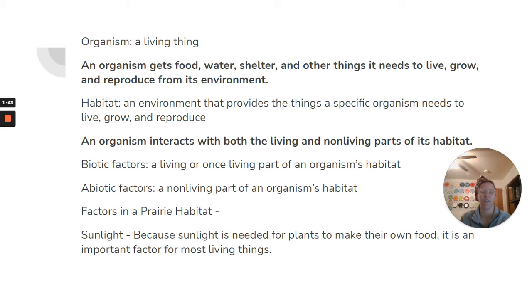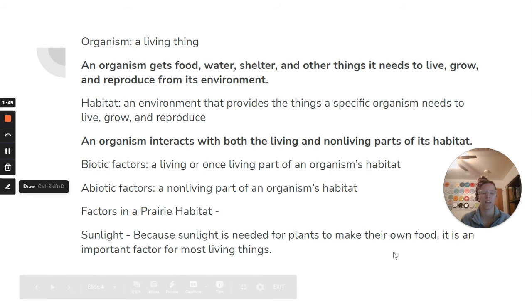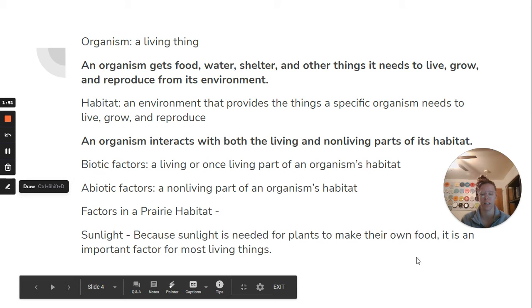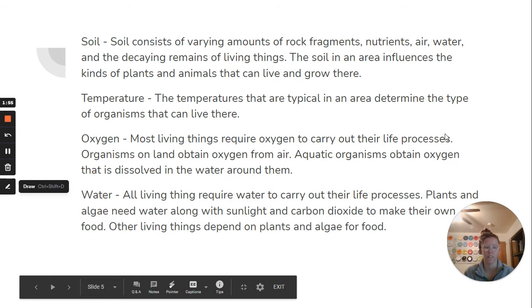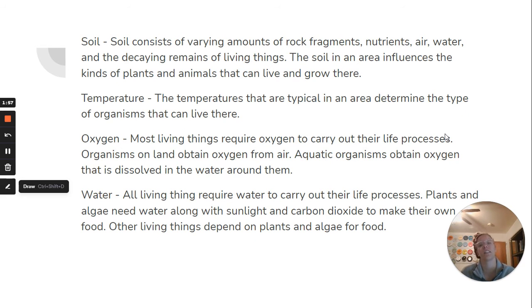So let's look at factors in a prairie habitat, for example. So we have sunlight. Because sunlight is needed for plants to make their own food, it is an important factor for most living things. Soil would be non-living. Soil consists of varying amounts of rock fragments, nutrients, air, water, and the decaying remains of living things, but it could contain living things. The soil in an area influences the kinds of plants and animals that can live and grow there.